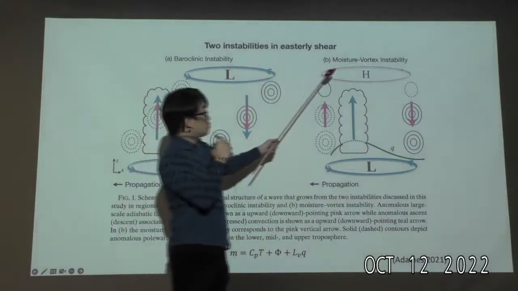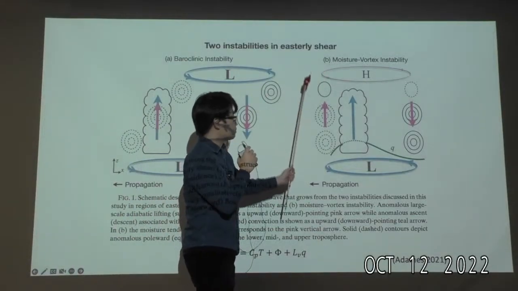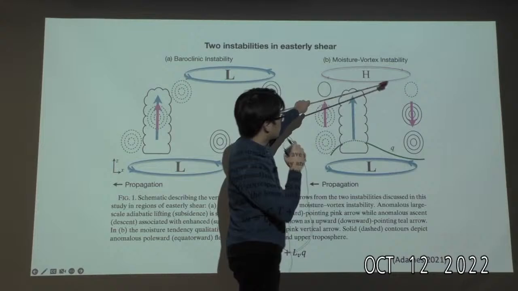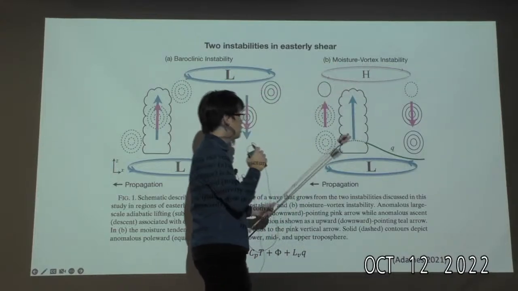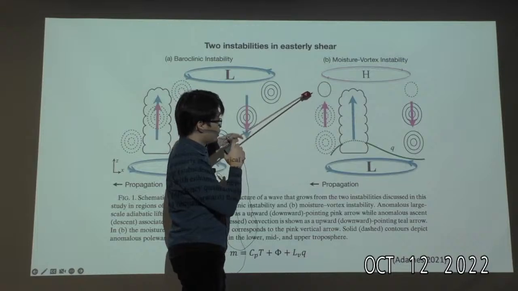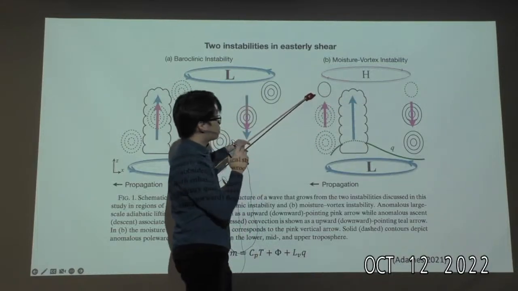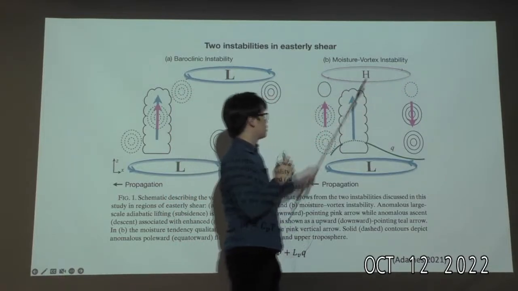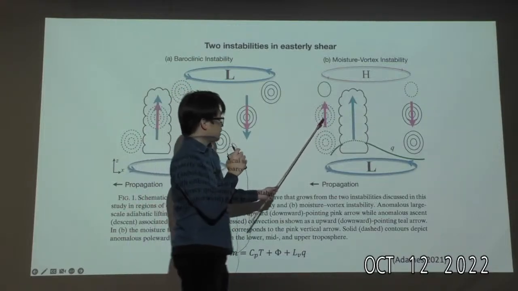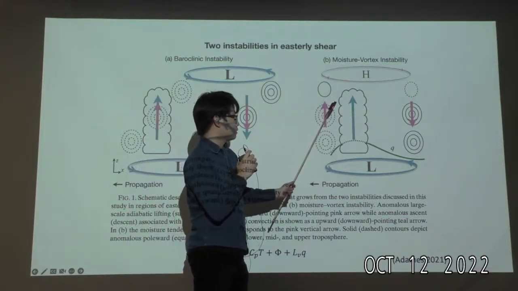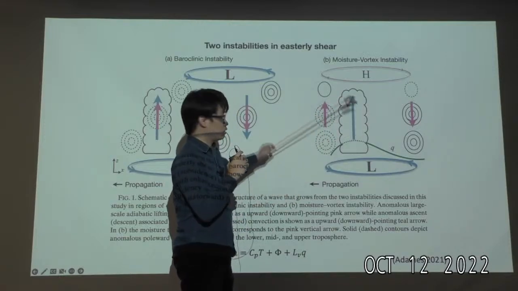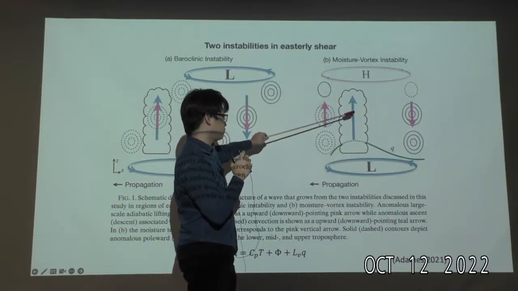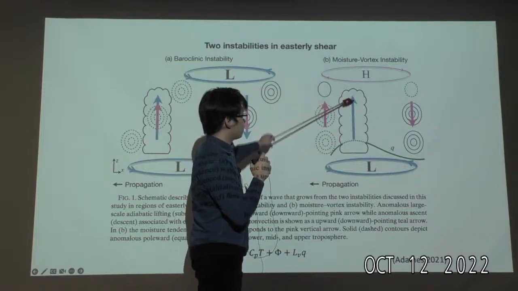While in the Moisture-Vortex instability, we don't have the tilt. The system is more of an upright structure, and you have a high pressure on top. And of course, if you look at the wind directions on top, they are reversed. So this is the flow from the south, and this is the flow from the north. And the adiabatic lifting and the enhanced convection are not always in phase with each other. There's a peak of this enhanced convection.